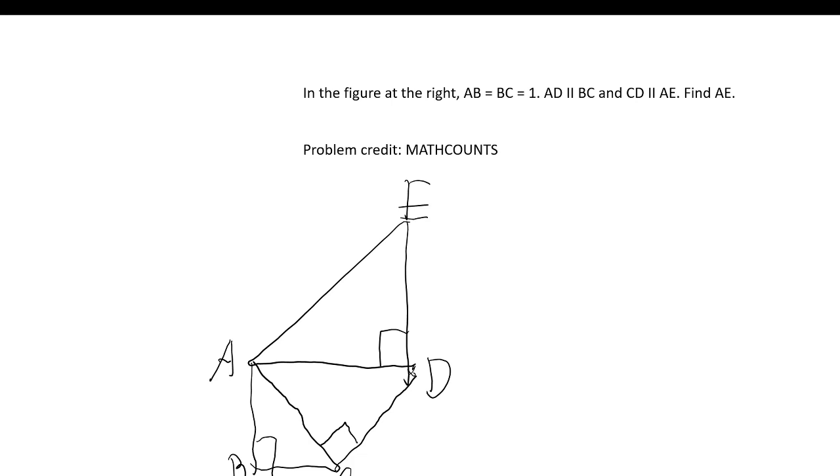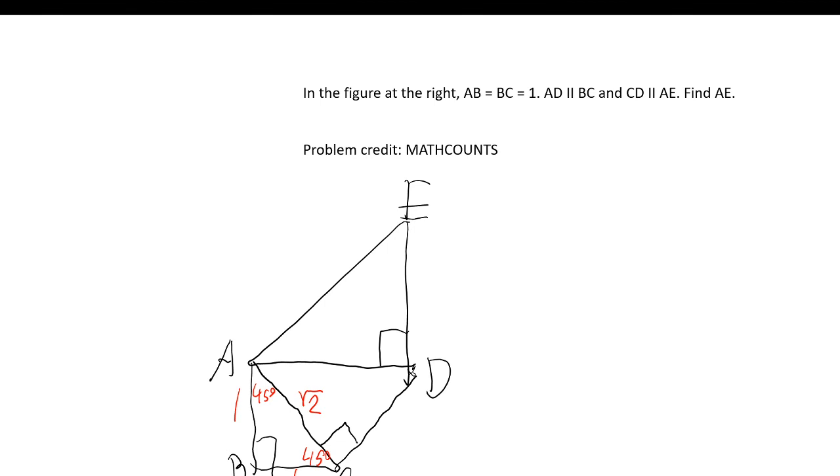Now, AB is equal to BC and they're equal to 1. We have a right angle. Isosceles right triangle. This is 45. And we know that this hypotenuse, which is also a leg of this right triangle over here, is equal to the square root of 2. Okay. Let's see what else we have.